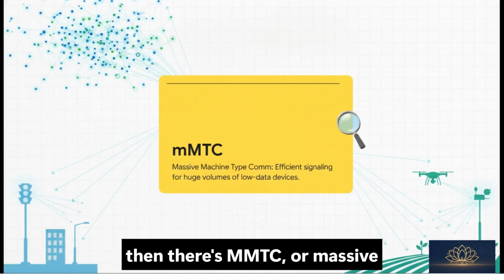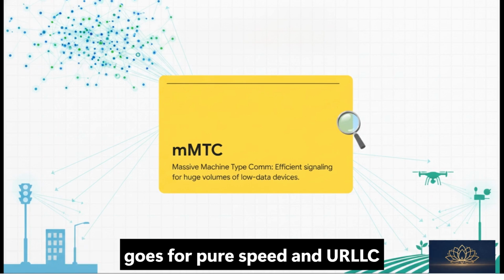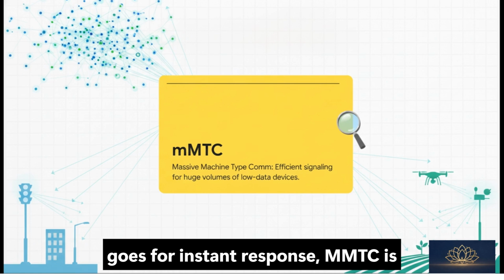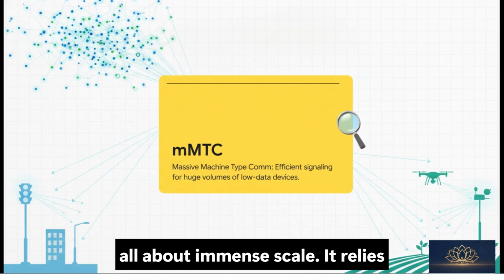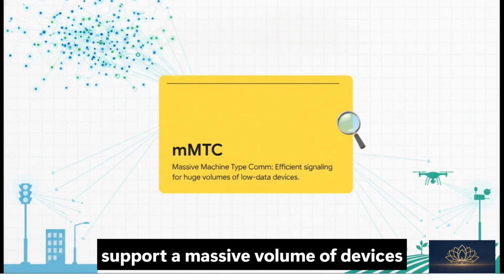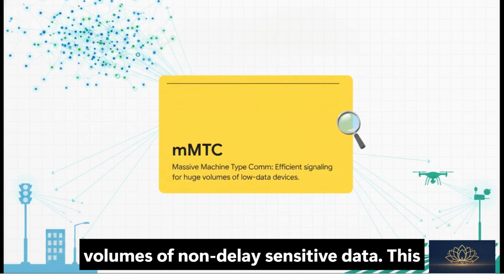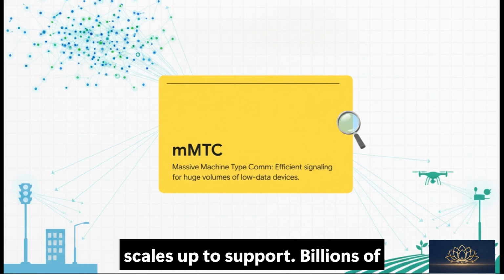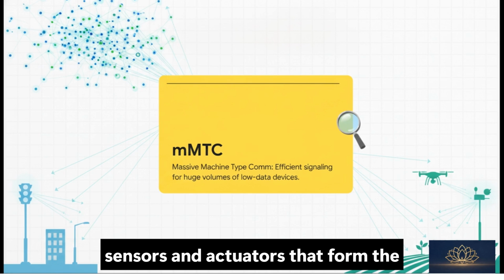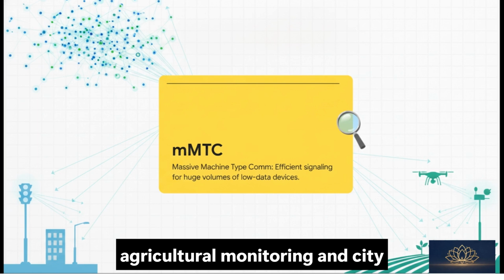And then there's mMTC, or Massive Machine Type Communication. So while eMBB goes for pure speed and URLLC goes for instant response, mMTC is all about immense scale. It relies on highly efficient signaling designed to support a massive volume of devices that typically just transmit very low volumes of non-delay sensitive data. This scales up to support the billions of sensors and actuators that form the nervous system of things like smart agricultural monitoring and city infrastructure.